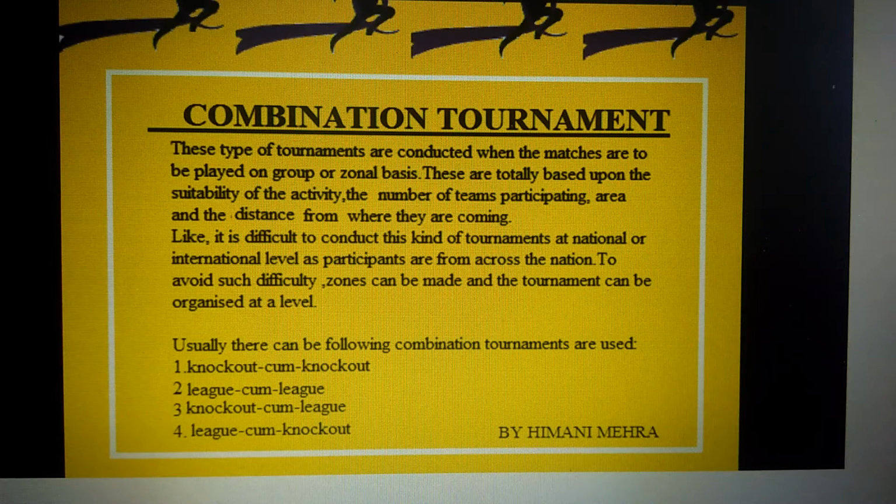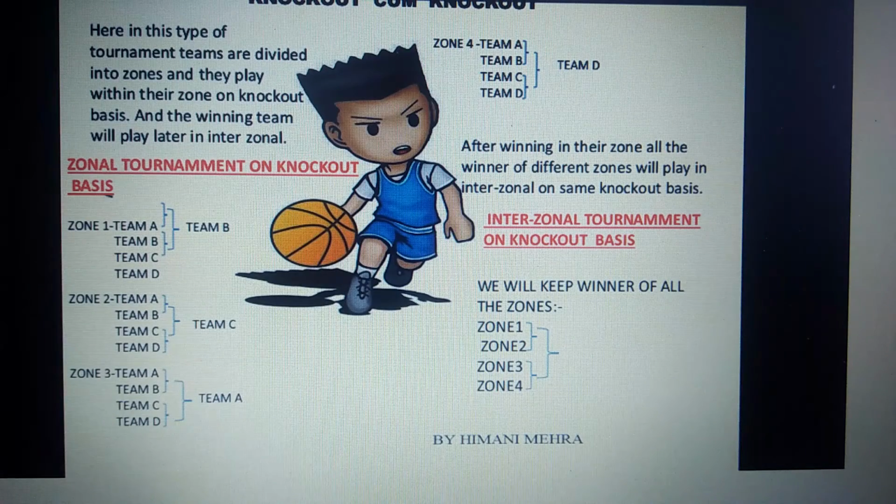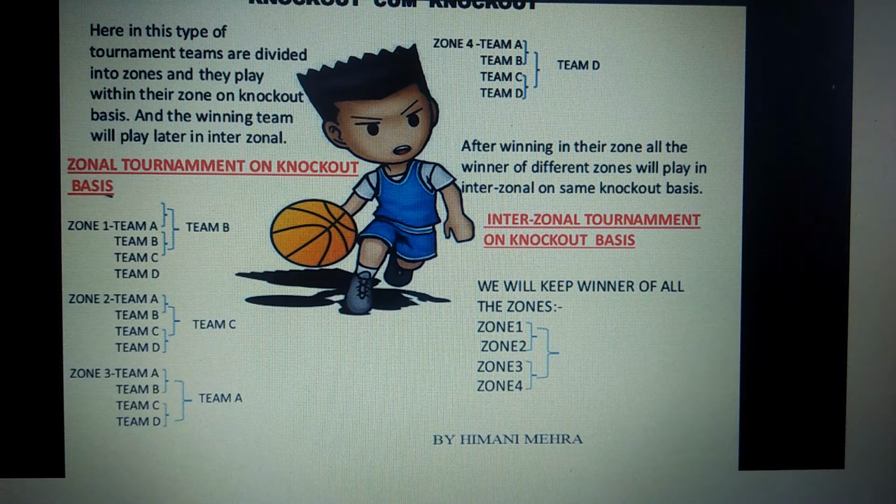Usually, the following combination tournaments are used: knockout com knockout, league com league, knockout com league, and league com knockout. For the knockout com knockout, in this type of tournament, teams are divided into zones, and they play within their zone on knockout basis, and the winning team will play later in the interzonal. After winning in their zone, all the winners of different zones will play in the interzonal on the same knockout basis.